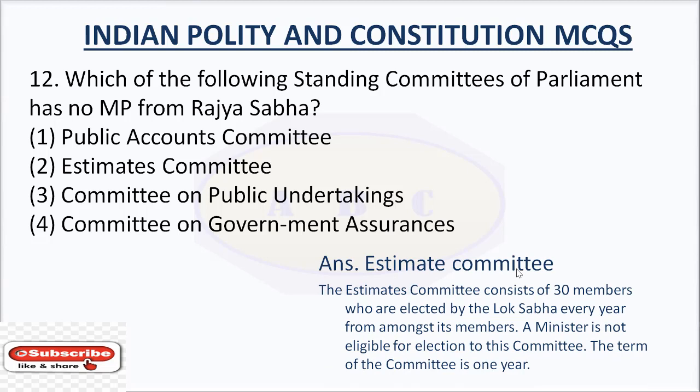The Estimate Committee consists of 30 members who are elected by the Lok Sabha every year from amongst its members. A minister is not eligible for election to this committee. The term of the committee is 1 year.